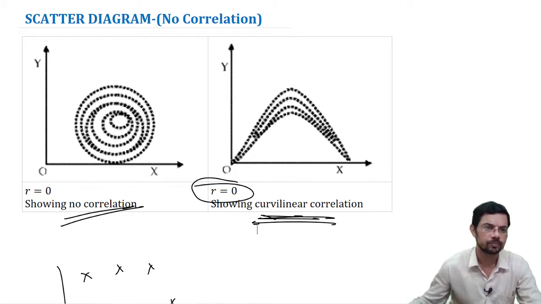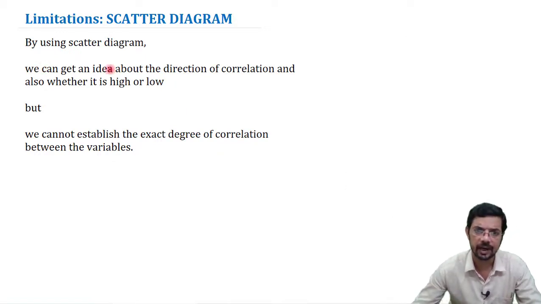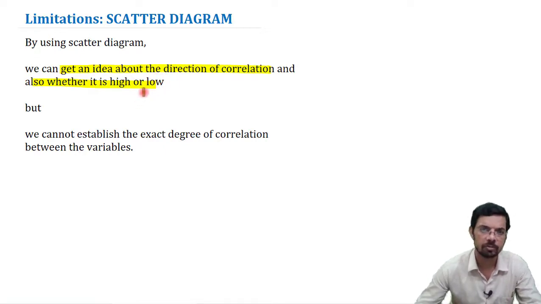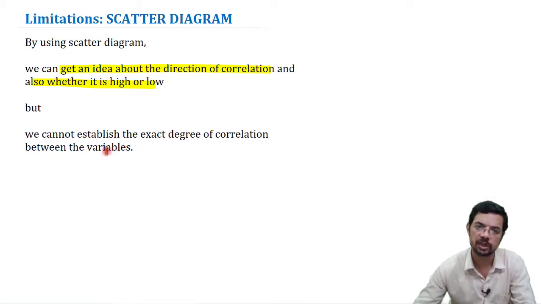Now, scatter diagram has some kind of limitations. So, let us discuss that. With the help of a scatter diagram, we can just have an idea about the direction of correlation, and also whether it is high or low, whether there is a good amount of correlation between the two variables or a low amount of correlation. But we cannot know how much or by what degree they are related to each other.